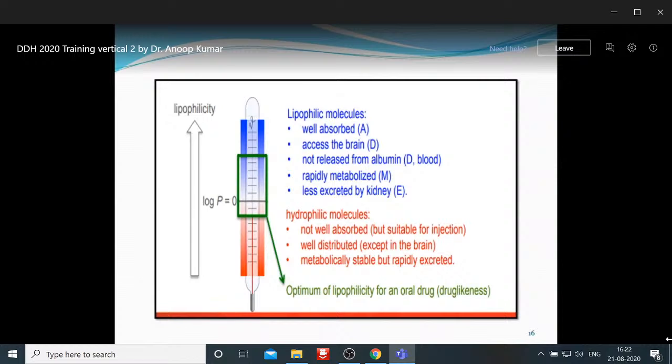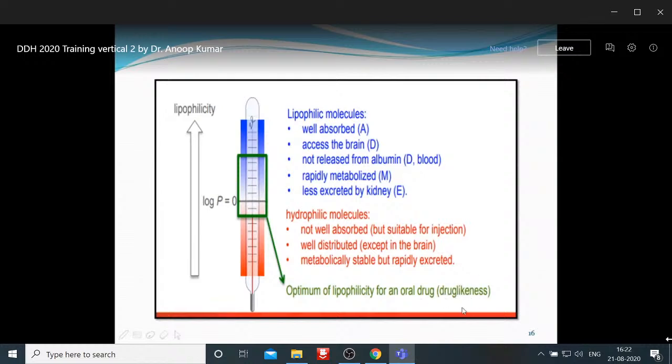So depending upon the nature of the disease which you are targeting. Not released from albumin, rapidly metabolized, less excreted by kidney. Hydrophilic: not well absorbed, well distributed, metabolically stable, but rapidly excreted. So the optimum lipophilicity for an oral drug, that we call drug likeness.